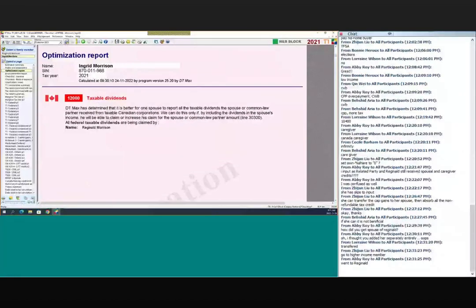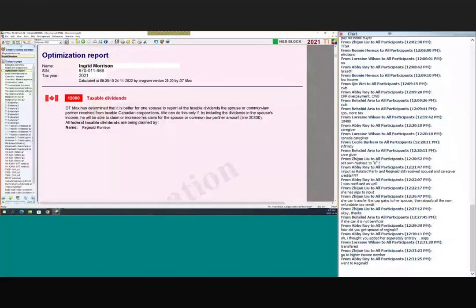And it actually tells us that DT Max has determined that it's better for one spouse to report all the taxable dividends the spouse or common law partner received. We can only do this if by including the dividends in the spouse's income, he or she will be able to make increases claimed for a spouse or common law partner amount. So it actually says to us the software optimized, and it said the dividend income should go into Reginald's return.